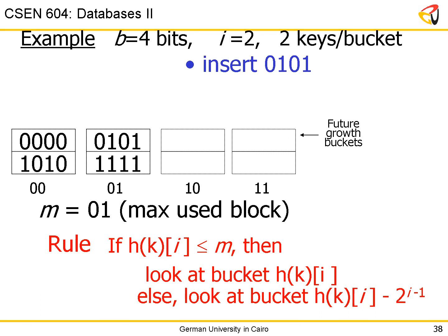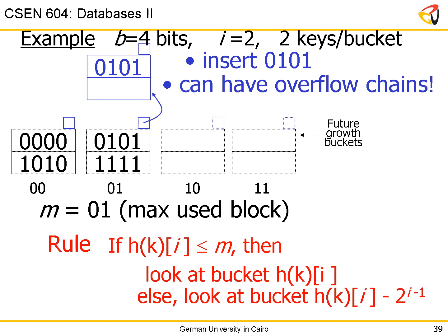Now, let's try to insert 0101. What we're going to do here, oh, notice this is a duplicate. So let's just use overflow buckets and overflow chains. How will I find the location to link the overflow chain? Well, using the same mechanism. I will look at the last two bits. It's 01. Is 01, which is h of k sub i, less than or equal to m? Yes, because it's the same.